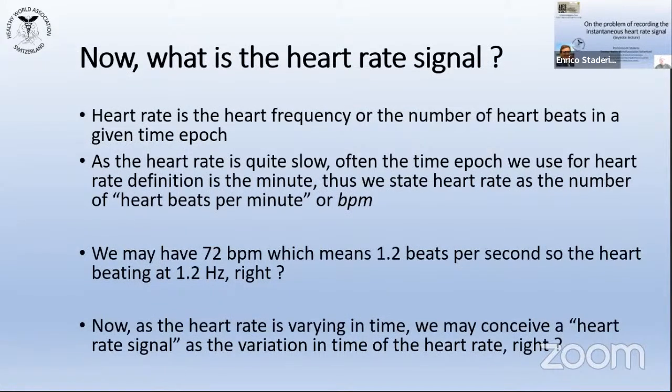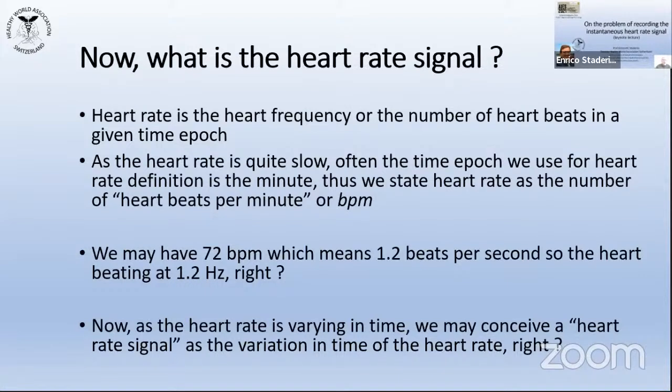Now, what is the heart rate signal considering this? The heart rate signal is the heart frequency, no? The heart rate is the heart frequency, or the number of heartbeats in a given time epoch. Okay, it's a very simple description like this. But I just said that for me, a signal is a variation in time of some physical magnitude. Now, here, the physical magnitude is the frequency of heartbeats. So if we say that the frequency of heartbeats is changing in time, this means that we should measure the frequency of heartbeats at each instant of time, but this is impossible.